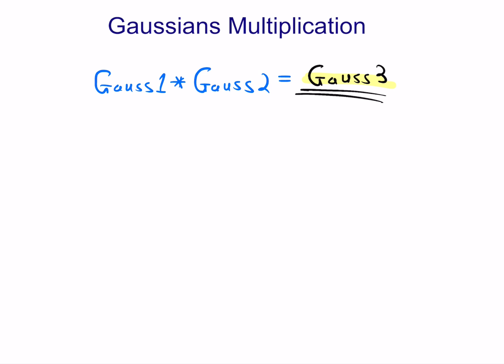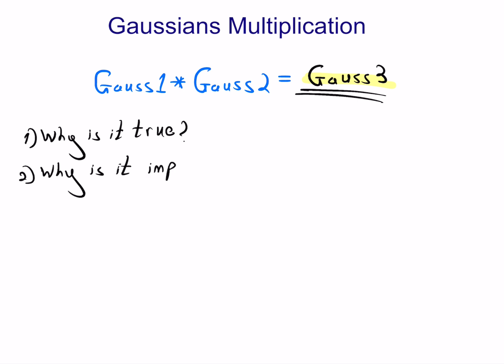And in this video, I'm going to try to do two things. The first is to explain why this property is correct. And the second is to explain why this property is so important. Now, in order to explain this property, let's go back to the one-dimensional Gaussian distribution.